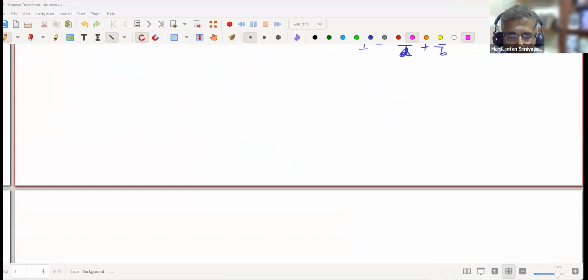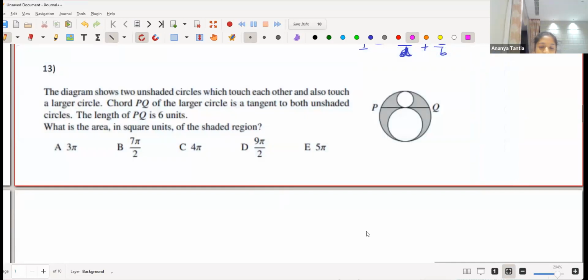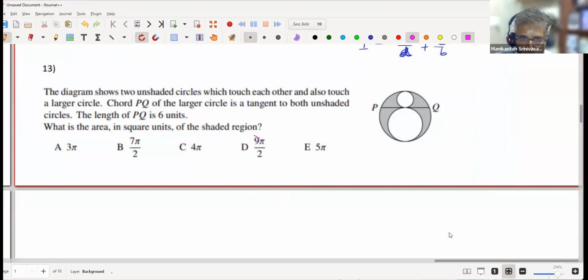Question 13. Ananya, did you get question 13? No, I couldn't do this. Okay, anyone? So I got D. D, okay, 9 pi by 2. Okay, Arya? I also got D, 9 pi by 2. Okay, anyone else? No other answers? Okay, all right.